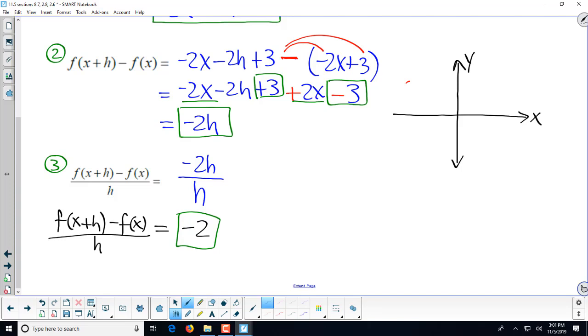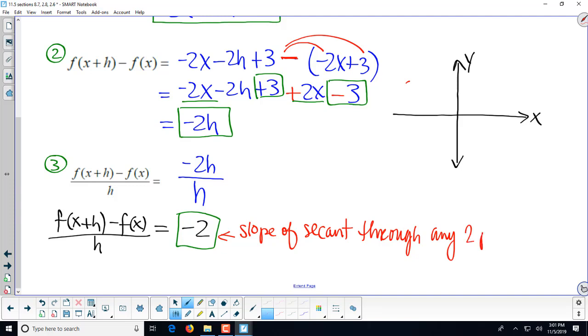The difference quotient calculates the slope of the secant line through what points? x and x plus h. Or any 2 points, basically, depending upon what x is and h is. I don't have any x and h, so it doesn't matter. But yes, it would depend on the x's and h's.